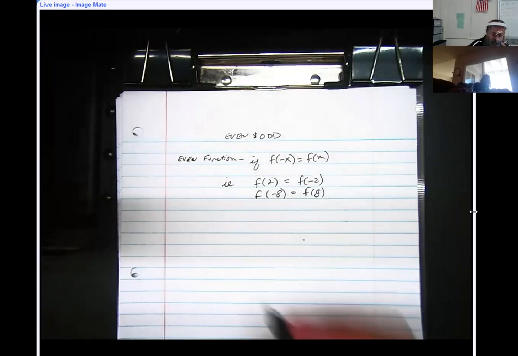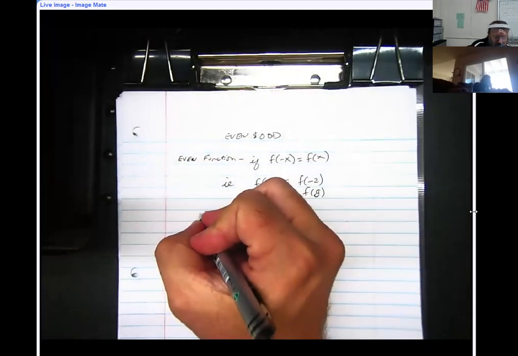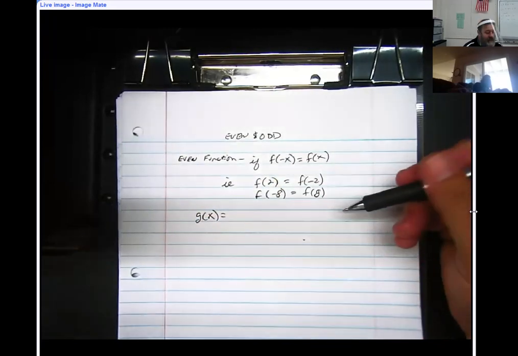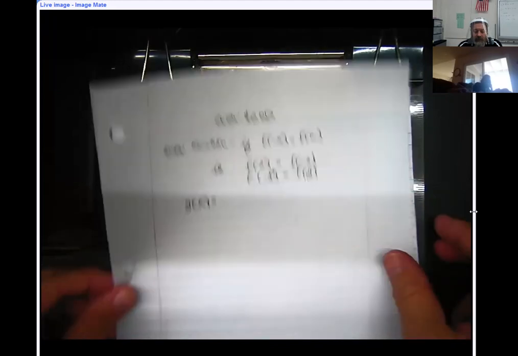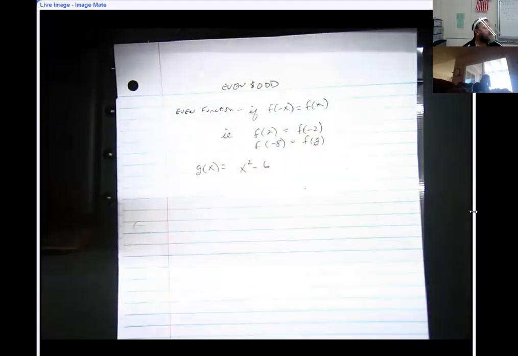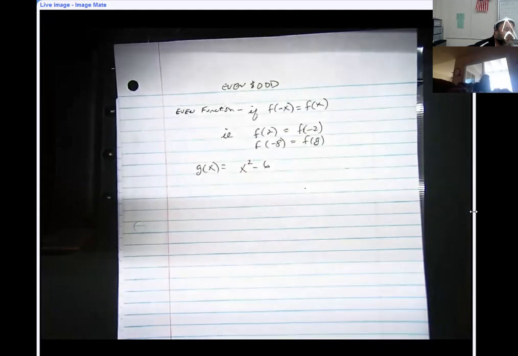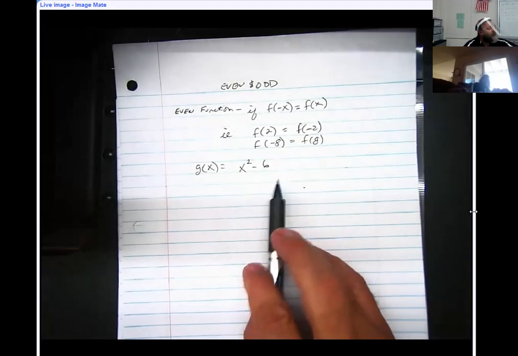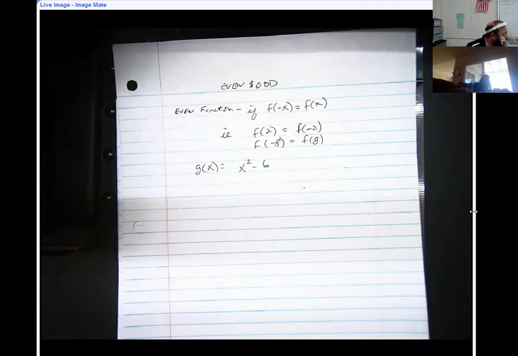So here's the deal. Check out my little function, let's call it g of x, because I want you to understand it doesn't have to be the letter f, it's any function at all. But let's imagine this guy right here. If you plugged in 2 and negative 2, would you get the same answer? 2 squared minus 6, negative 2 quantity squared minus 6. Are you going to get the same answer no matter what you do?